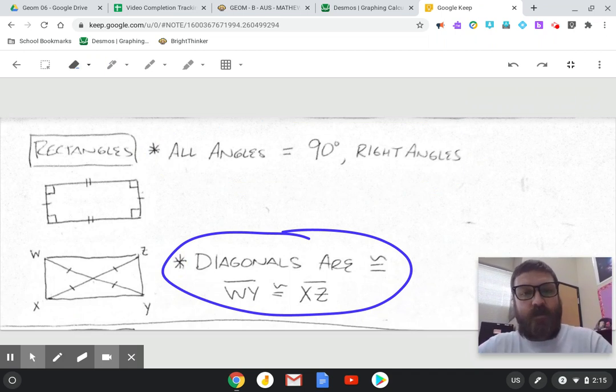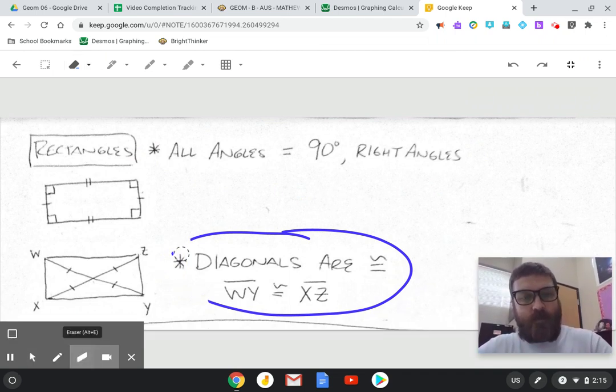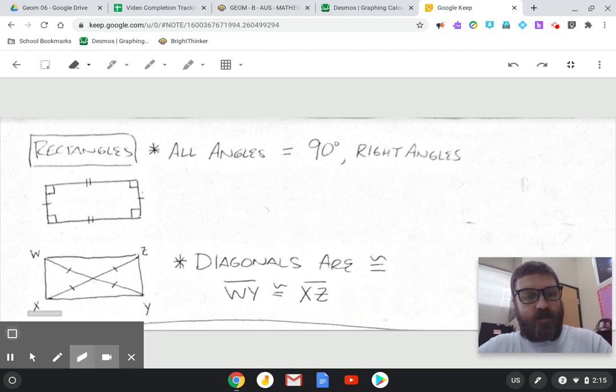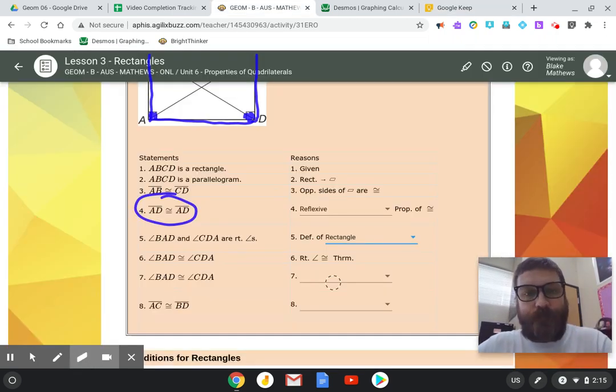Sorry, I'm just trying to erase everything. All right. Sorry about that. Let's clear all my drawing here. There we go. All right.